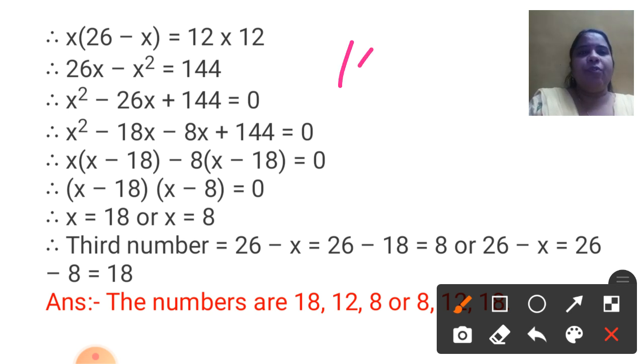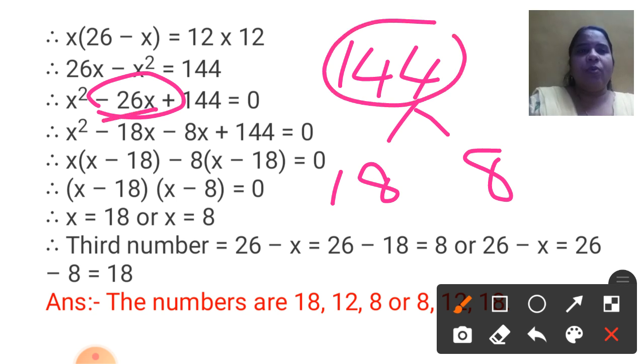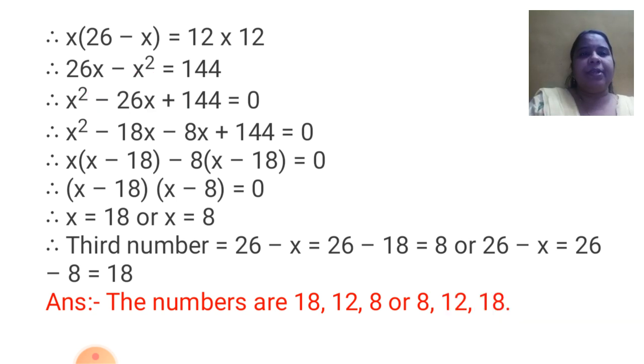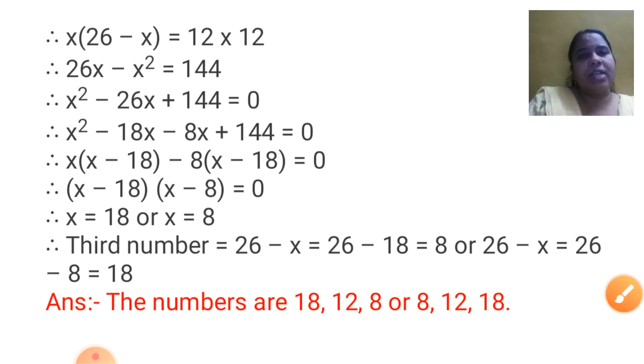So now 144 is to be factorized so that you get this minus 26. What should be the factors? 18 and 8. Since the product is positive and the sum is negative, both the factors should be negative. So minus 18 and minus 8 will be the factors. So minus 26 can be written as minus 18 and minus 8, right? Now as we were doing for factorization steps, you try to take common, take care that it is minus, so this sign will change when I put it inside the bracket. So the two factors are x minus 18 and x minus 8 is equal to 0.